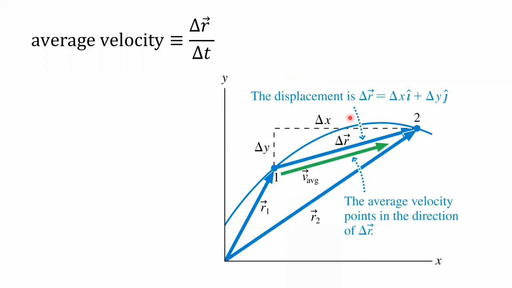Okay, so average velocity. This should look familiar because in the one-dimensional case, which was covered in chapter 2 of our book, average velocity along the x-axis, say, was change in position, delta x over delta t. Velocity along the y-axis would be delta y over delta t. Well, now we're moving in the plane, so our change in position is called delta r.